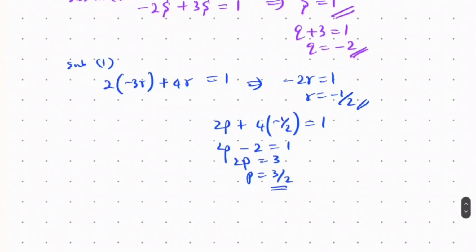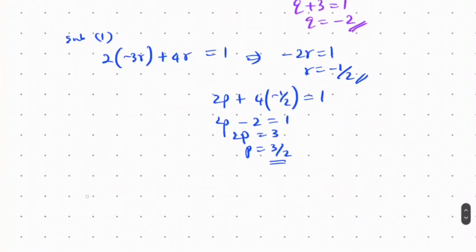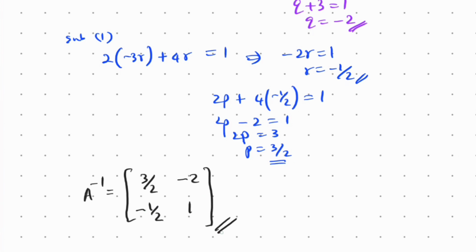So that gives me my A inverse. It was P Q R S. So P is 3 over 2, Q is minus 2, R is minus half, S is 1. So this is supposed to be my A inverse.